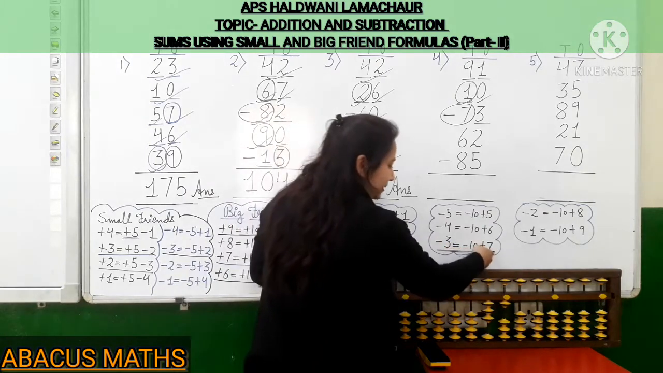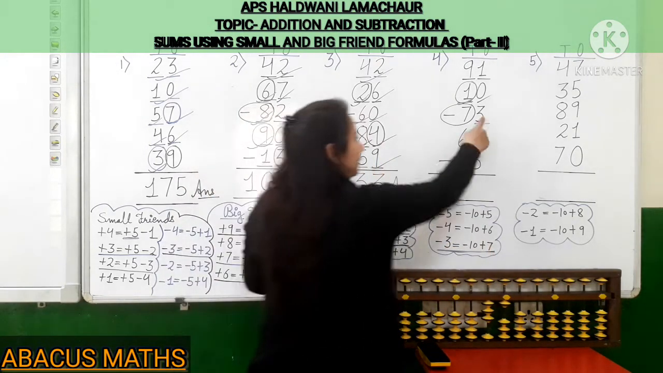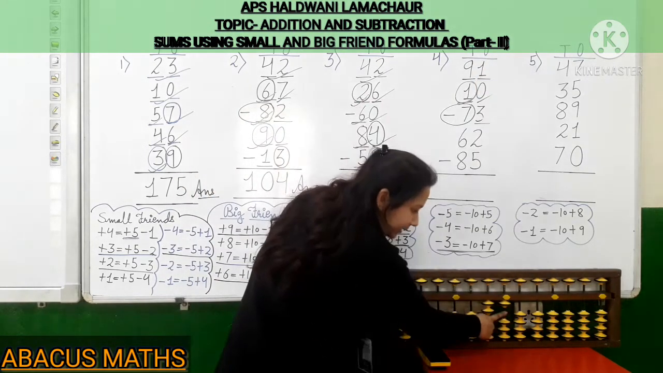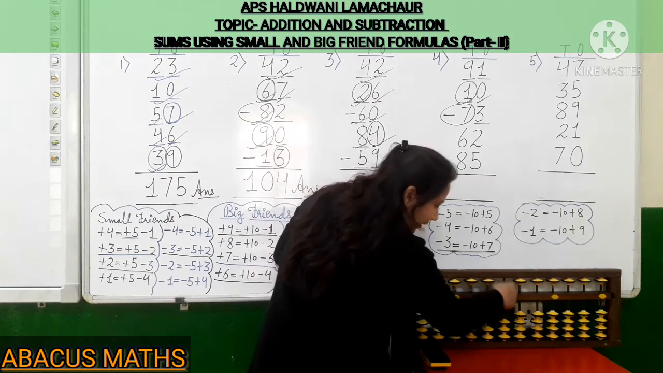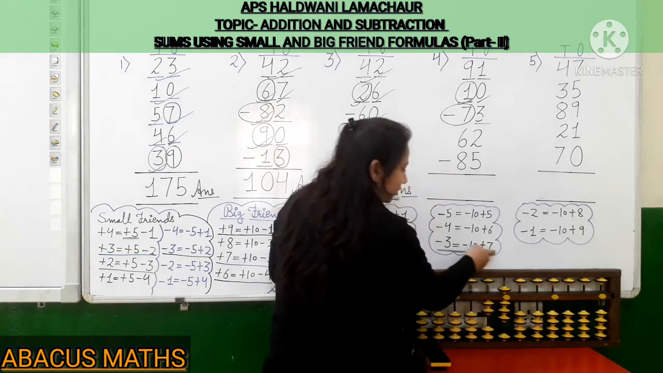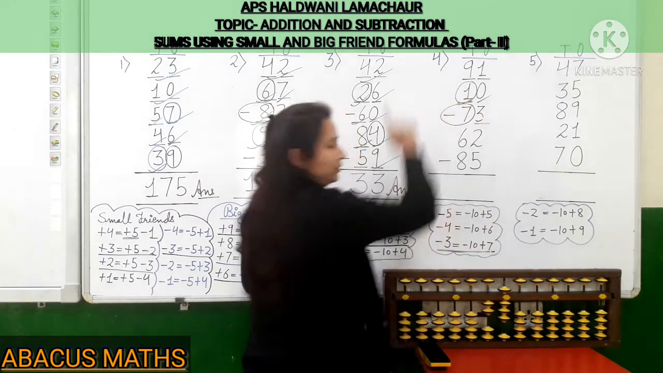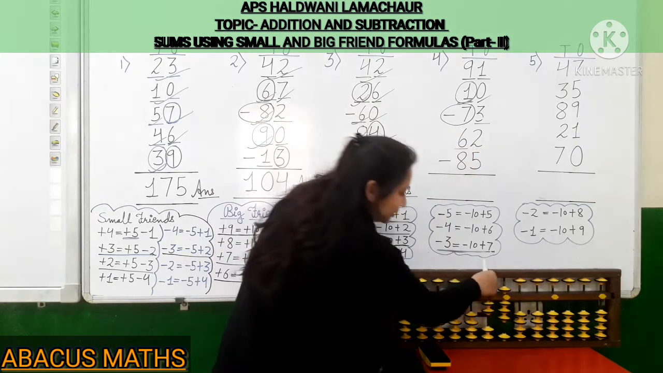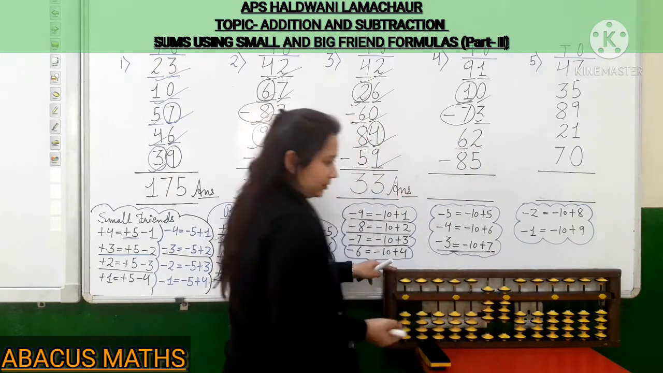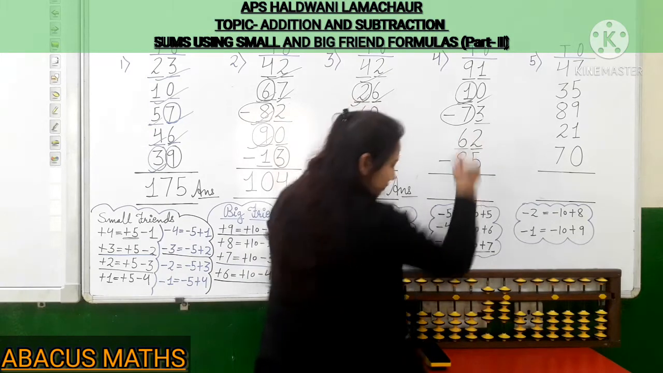Minus 10 plus 7. Now for minus 3 in the ones rod, here, minus 10 in the one rod up, and 5, 6, 7 you have to add in the same rod. Now next you have to add the 6. So 6 you can add directly in the tens rod. Next you have to add 2.